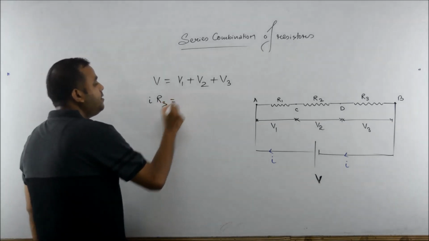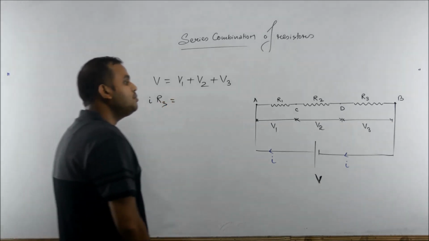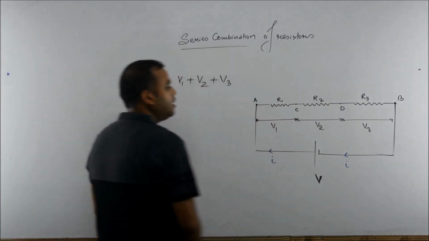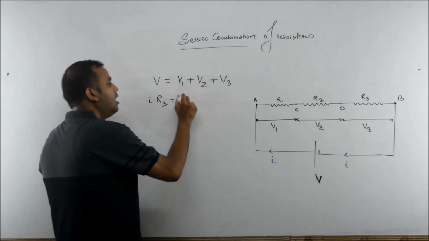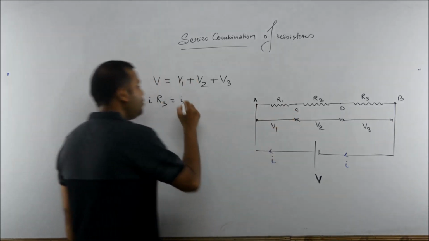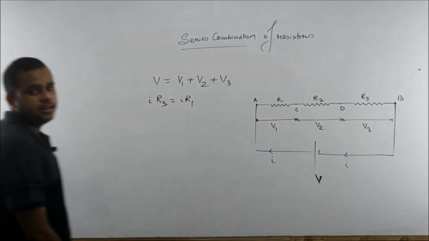So what is V1? V1 is the potential difference between A and C. So what is the current flowing between A and C? It's I. And what is the resistance between A and C? It's R1. Clear students? Clear?